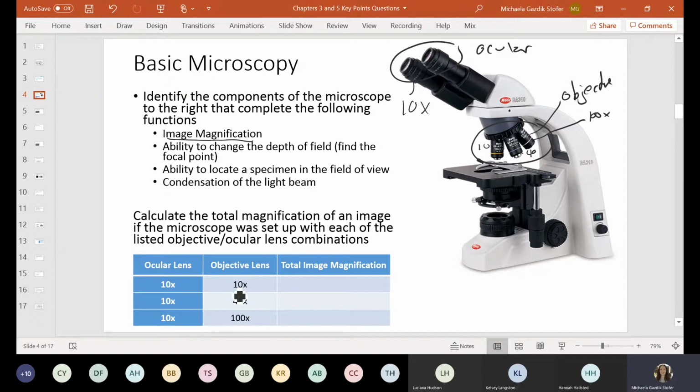And so if you have, say, a 10x objective set above your slide, you're viewing the image 100 times larger, so you're 10 times 10. If you've got the 40x objective, you're looking at something 400 times bigger than it actually is. And if you've got the big 100x objective, you're looking at something 1,000 times bigger than it actually is.